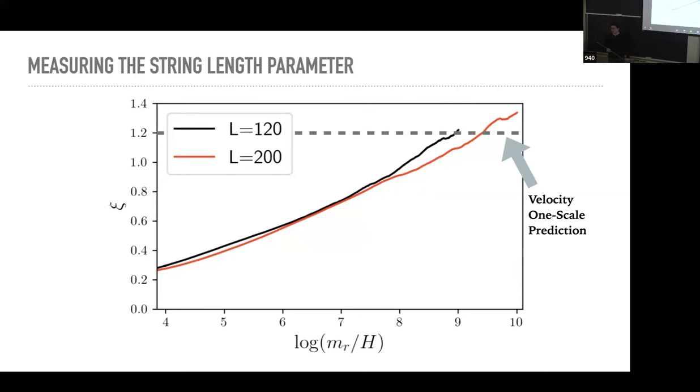I would have really liked it if you could get away with the weaker resolution criteria. Then we could have gotten to, like, log 14 or something. It would have been a nicer number. But one of the things we can do is look at the string length parameter as a function of time.